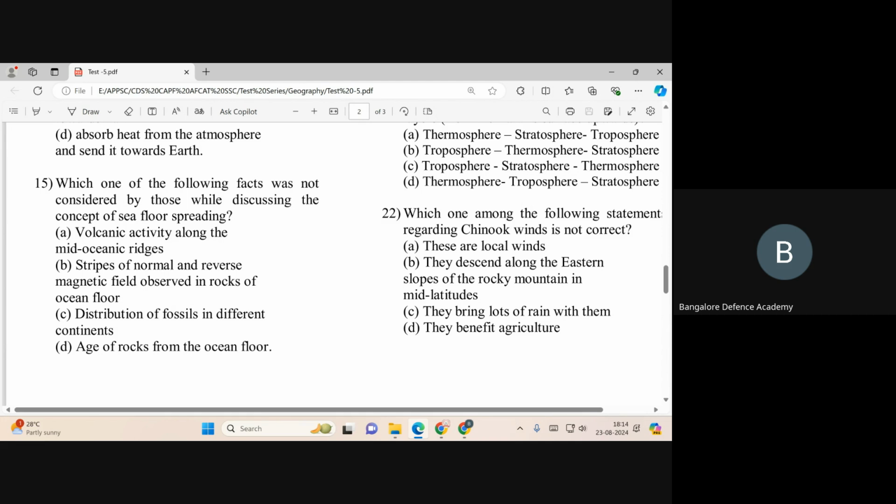But distribution of fossils in different continents, is it a proof for seafloor spreading? That's a proof for what? Continental drift theory. Okay, that is the evidence for the continental drift theory. That is not the evidence for seafloor spreading. So the option is what? C. Understood the concept now?